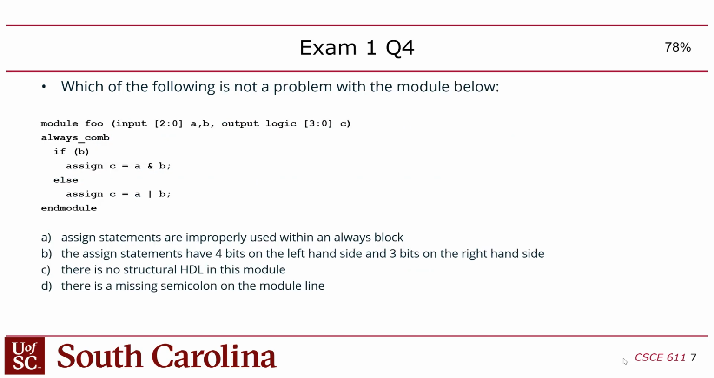This one, 78% of you got it right. Which of the following is not a problem? Assign statements are improperly used within an always block. That's a problem, so that's not the answer, because that is a legit problem. The assign statements have 4 bits on the left-hand side and 3 bits on the right-hand side. That's a problem. There is no structural HDL. That's not a problem. You don't have to have structural HDL. You can have purely behavioral, and that's what that is.